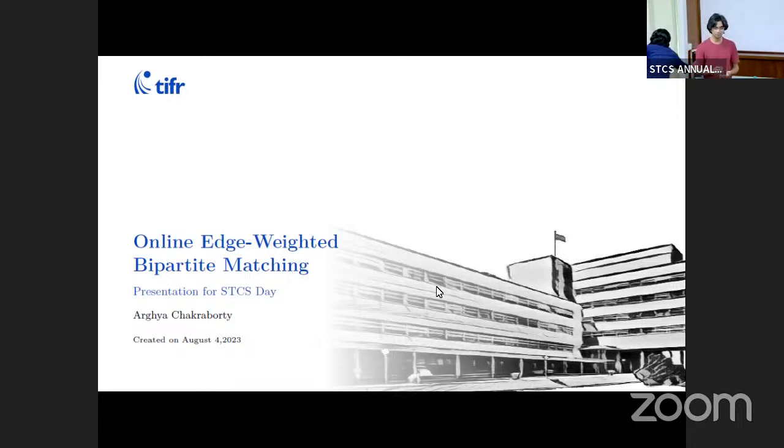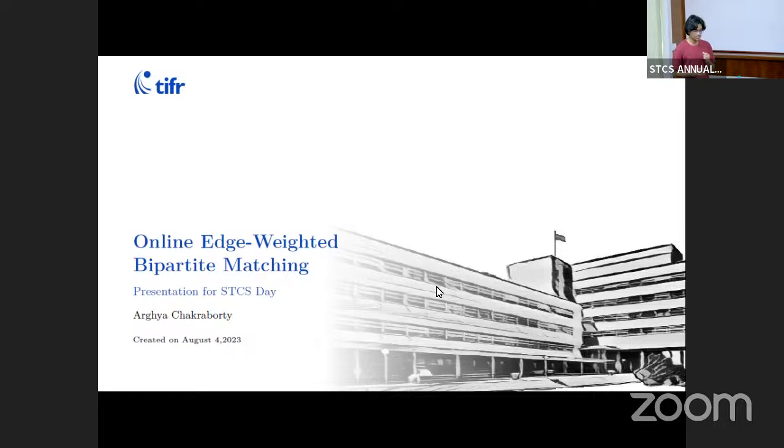Over the last year, I have been working on matching related problems. Matching is a central problem in online algorithms, and it has several applications like matching organ donors to patients or matching online advertisements to search queries. Recently there have been some results regarding this, and I'll be presenting those results.